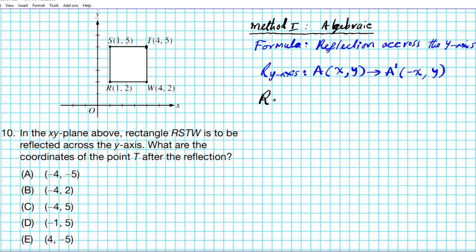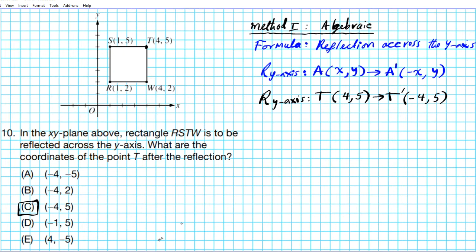So if we reflect across the y-axis point T, which has coordinates 4, 5, guess what happens? The x coordinate attains an opposite sign. So instead of 4, 5 is going to be the opposite of 4, which is negative 4, comma 5. And point T prime will be the image on the reflection. Point T is going to end up on negative 4, comma 5. And option letter C is the answer to this question.